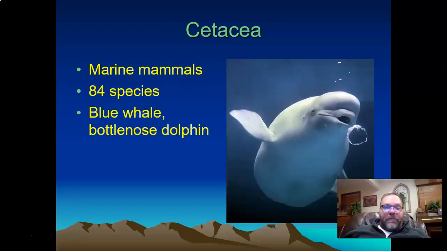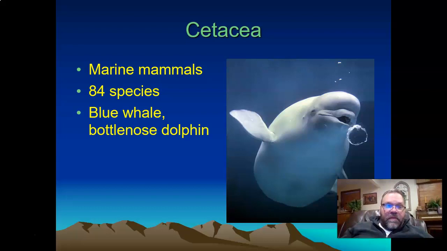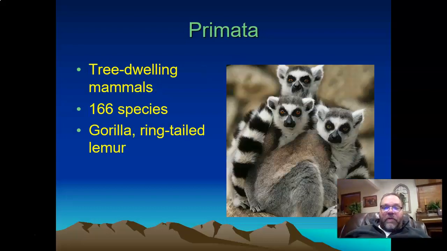Cetacea, these are marine mammals. These are 84 species, the blue whale, the bottlenose dolphin. Tree-dwelling mammals, that would be the primates. 166 species, gorilla, ring-tailed lemur.